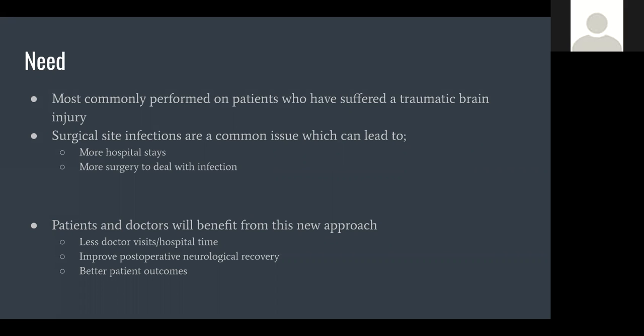This method focuses towards the patients and the doctors who will benefit from the new approach. On the side of patients, they'll have fewer doctor visits and less hospital time, and the procedure will improve post-operative neurological recovery. And for the doctors, they will get better patient outcomes.